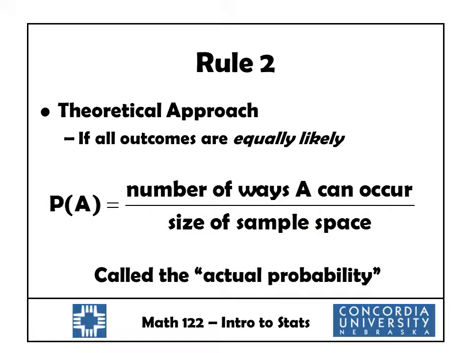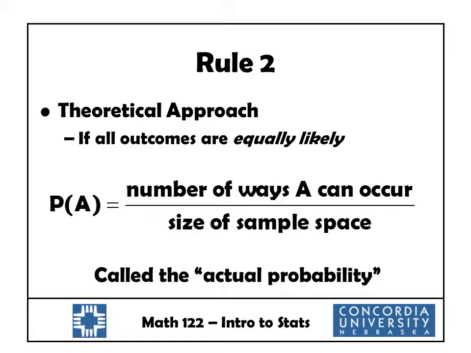Rule 2 is a more theoretical approach. It does not require us to repeat the procedure at all. It's based purely on theory. So it will give us an exact value of the probability, but we can only apply this rule if the outcomes are all equally likely. If they are not equally likely, then we cannot apply this rule.